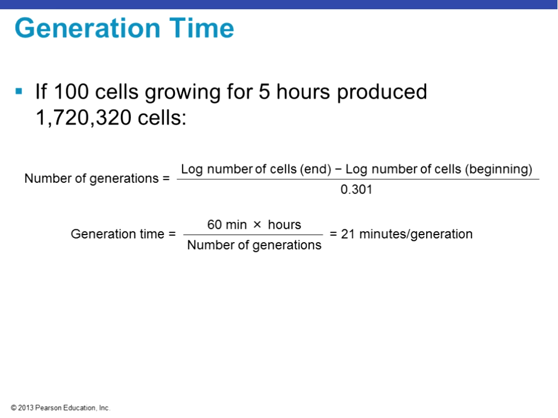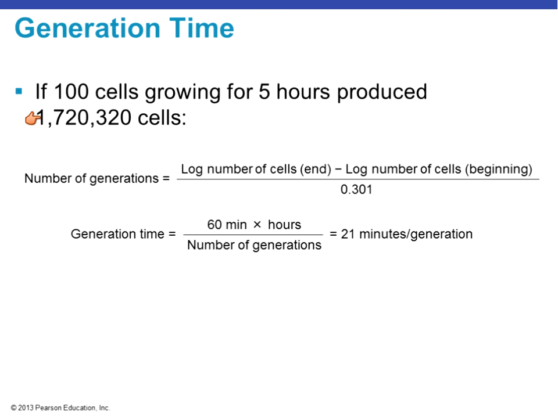Now, because we understand that one cell becomes 2, and we understand that we can use the log of those numbers of cells to represent the same data, then we can figure out about how long it takes for a generation to come about, and we can figure out, if we have the right information, how many generations we started off with. So if we have 100 cells that are growing for 5 hours and they produce 1.7 million cells, then how many generations did we get in that time, and how long does it take for one generation to take place? How long does it take for one cell to become 2?